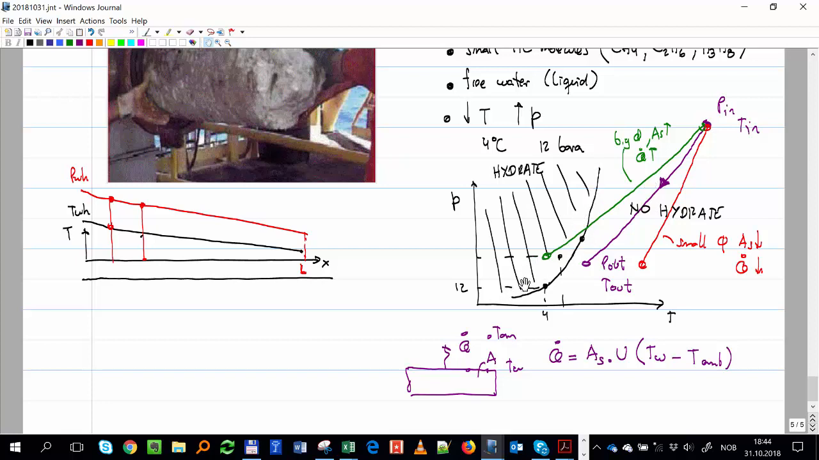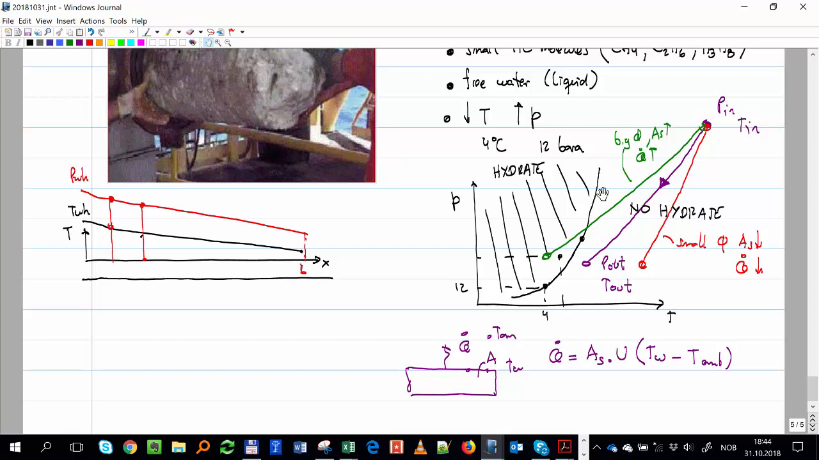This will change depending on the composition, okay, of what kind of hydrocarbon you have. Okay, so it will change if you have one field which has some heavy components. It will look different. So it will look different depending of the composition. Okay.